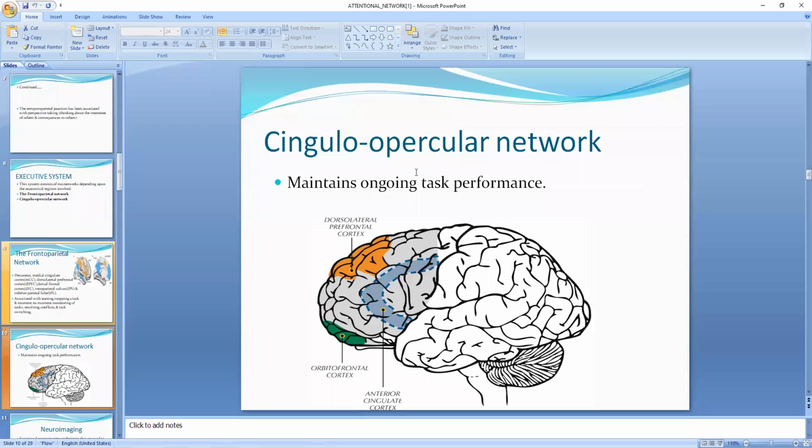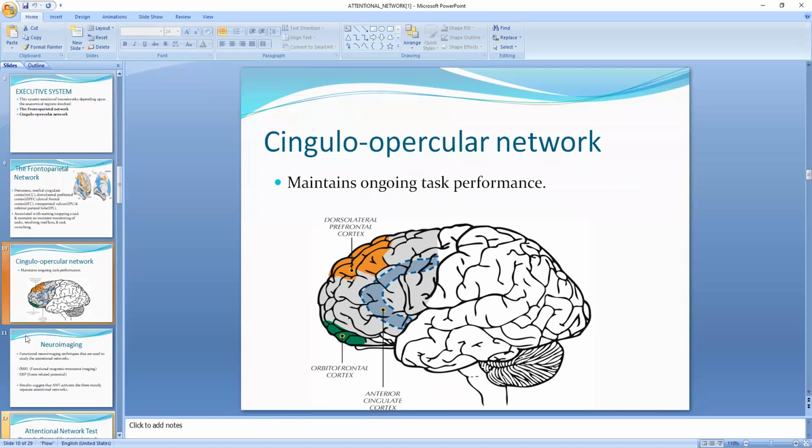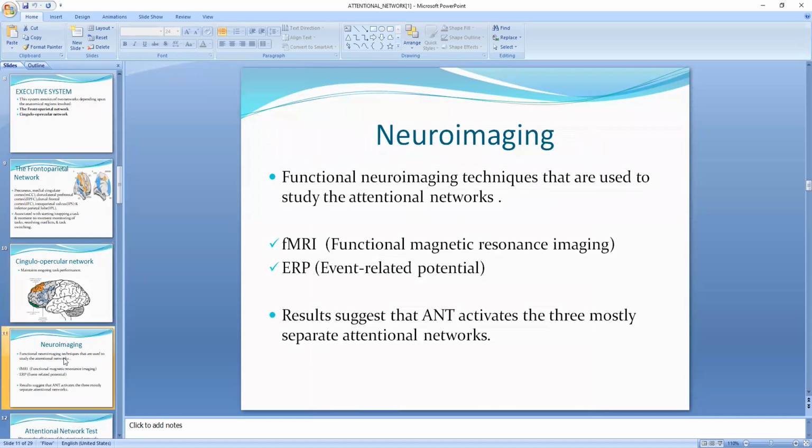Second network is cingulo-opercular network. It basically involves the anterior cingulate cortex, as shown in this diagram, this area, this anterior cingulate cortex. This network helps in maintaining ongoing task performances. Now, neuroimaging. Functional neuroimaging techniques that are used to study the attentional networks are functional MRI and event-related potentials. Results suggest that an attentional network activates the three mostly separate attentional networks.